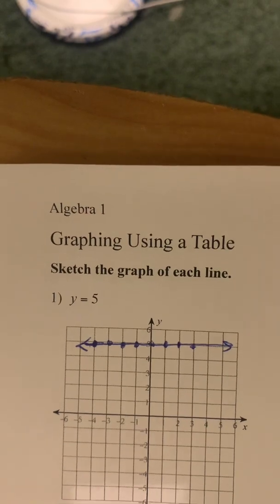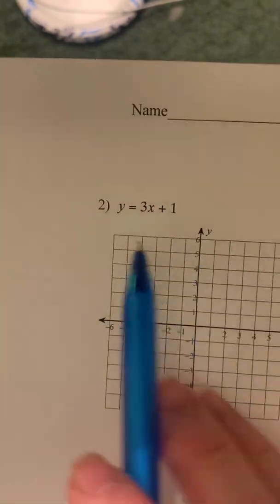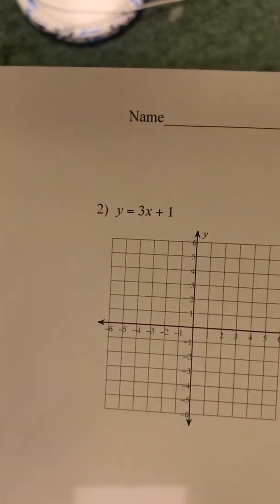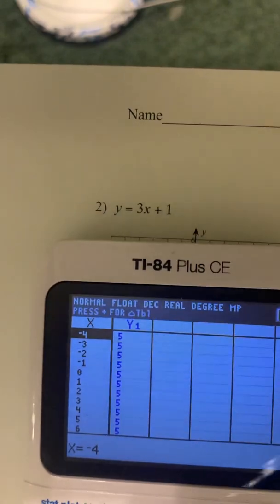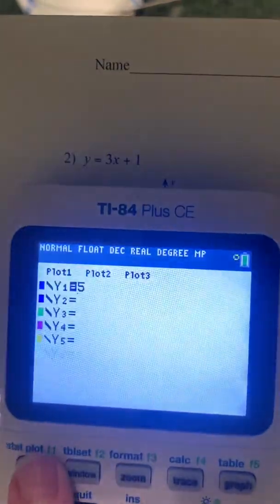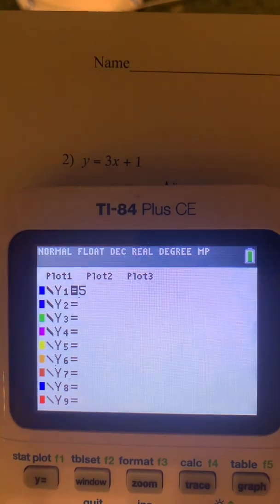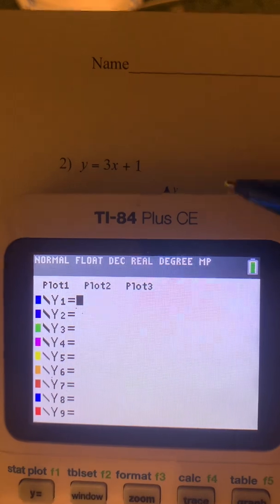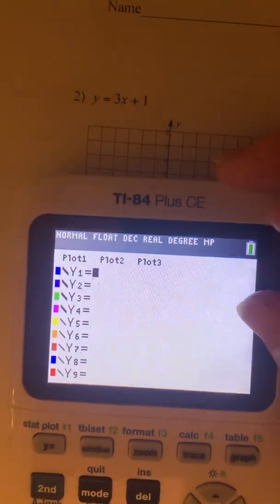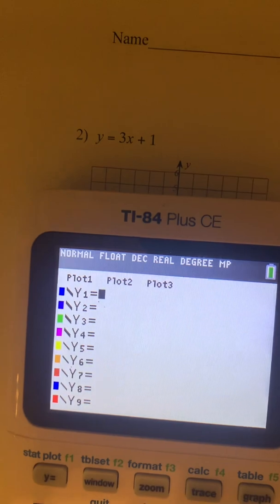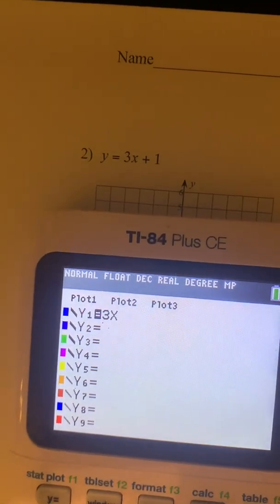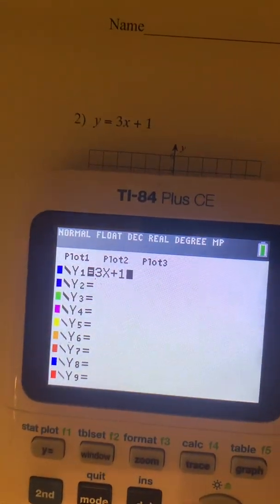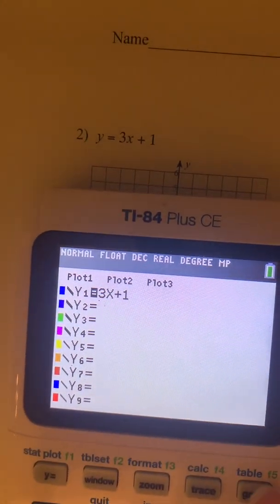All right, next one. This one is already solved for y for us. So we're going to make a table using the calculator. So go to my y equals. I'm on my y equals. Clear my old stuff out. Type in this: 3x plus 1. 3x plus 1. Okay. And then go to my table.